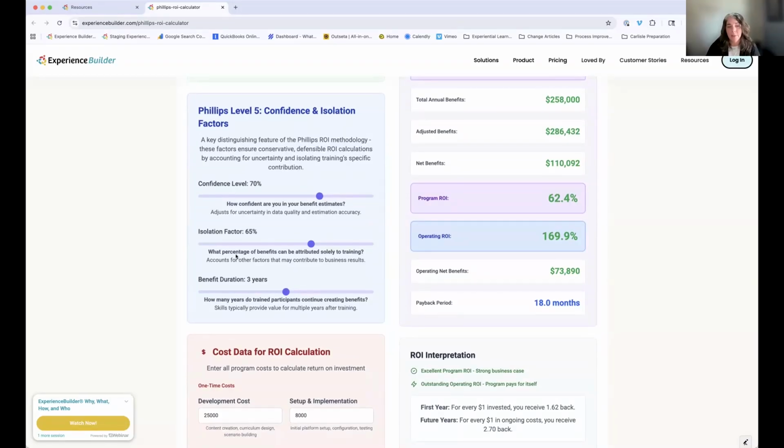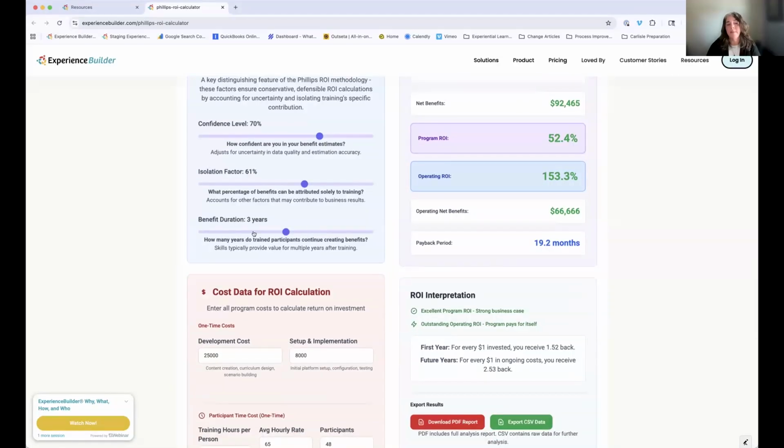Then the isolation factor. What percent of the benefits can we actually attribute solely to this training? And of course, if you go all the way up to 100%, then your ROI is going to go up because you know for sure that this training is producing these benefits. But as you go down, your ROI will go down. So you can play with those.